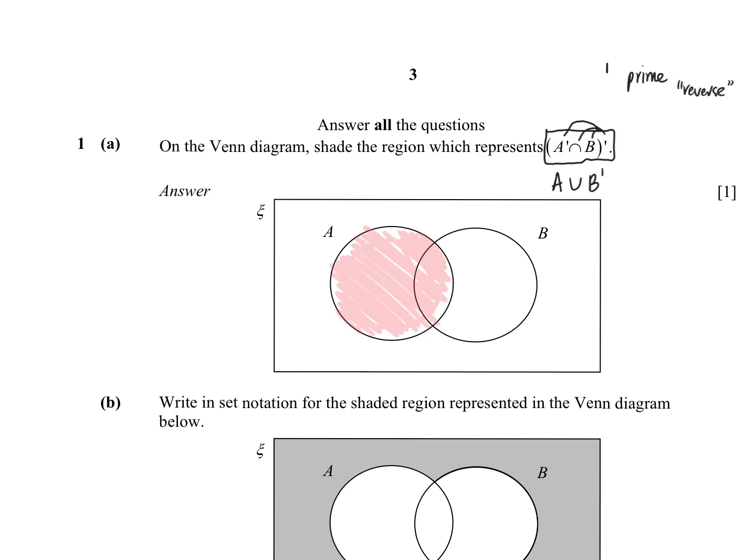Okay, I asked you to union A with B complement. B complement means everything outside of B.